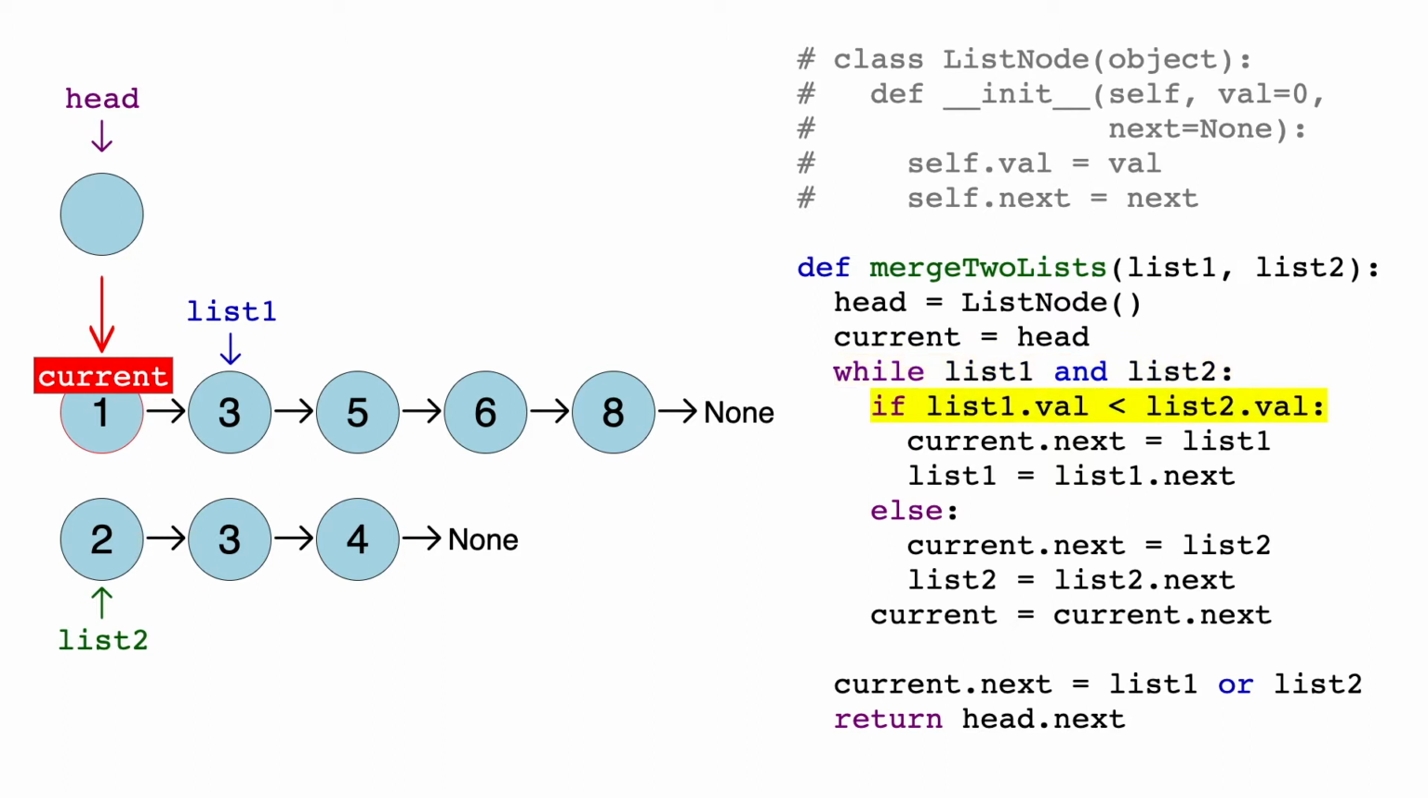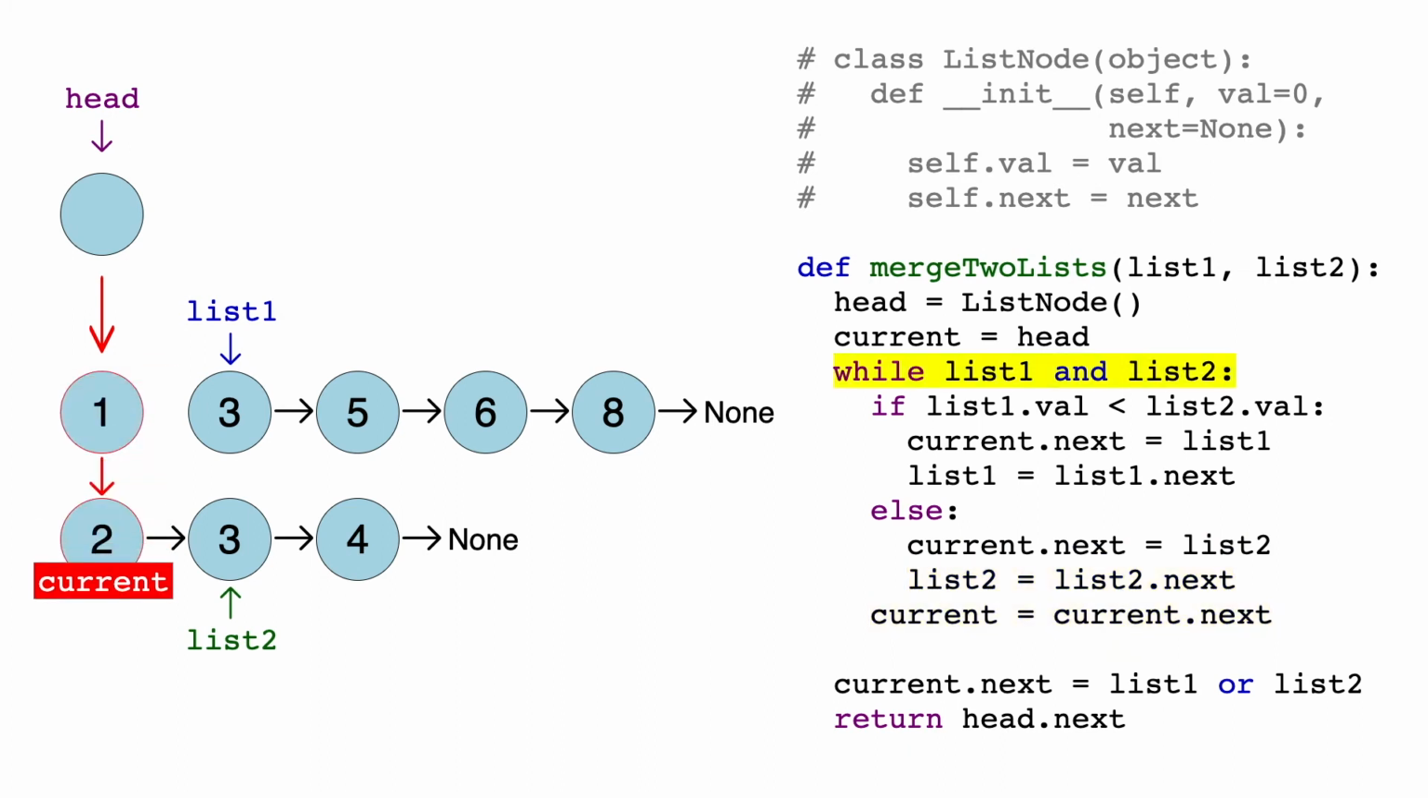Now list1.val is 3, and list2.val is 2, so the value of list 2 is smaller, so we'll jump to the else block. We now do the same thing, but this time with list 2. So first we'll point current.next to list 2, then we'll advance list 2, then advance current. Next, list 1 and list 2 both have the same value of 3, so it actually doesn't matter which node we link next. But the way we wrote it here, 3 is not less than 3, so we go to the else block again, and just do the same thing and attach list 2 to current.